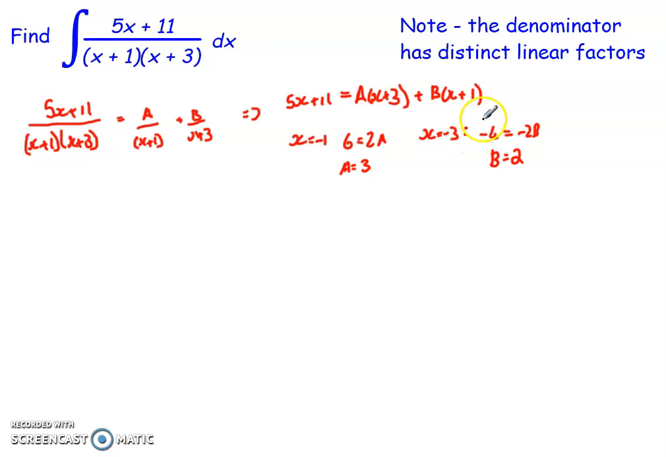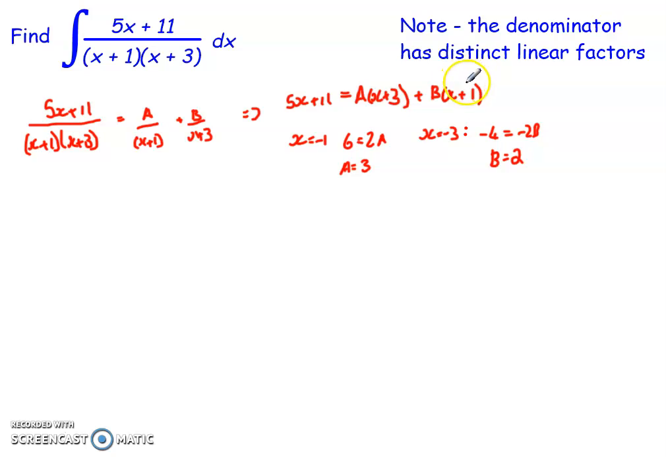Now, one point I want to highlight here. I've chosen x is negative 3 and x is negative 1. You don't have to necessarily do that. You can pick any values for x that you want in order to solve it. One thing to note, if you don't choose x is negative 3 or x is negative 1, what you'll end up with is some sort of simultaneous equation that you can solve for A and B.